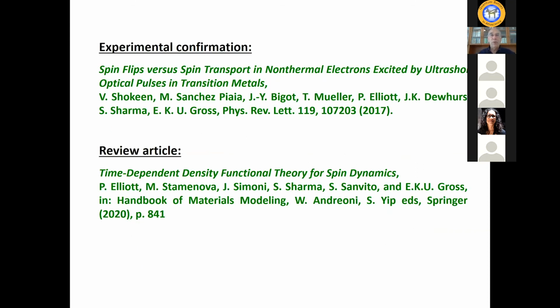Okay, so here's a paper that I want to mention that was a collaboration with the Bigot group, where this relative importance of spin transport and spin-orbit coupling induced spin flips was also confirmed experimentally. And the whole thing is also in a very recent review article, just appeared a couple of months ago here, together with the Sanvito group, where these calculations for magnetic clusters are also contained.